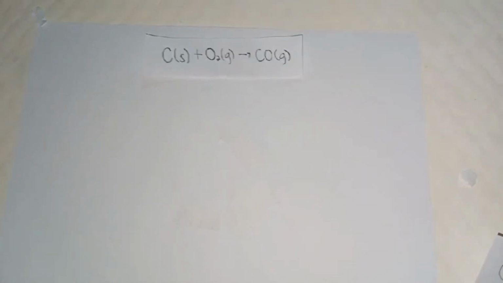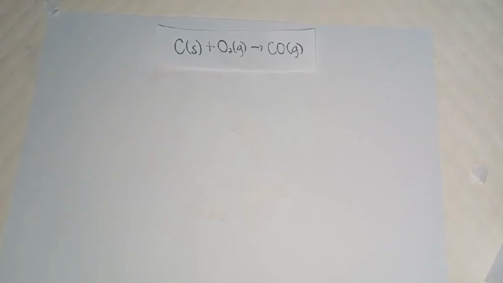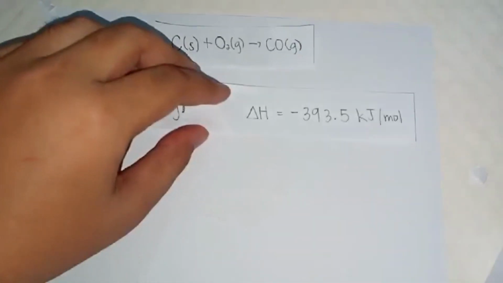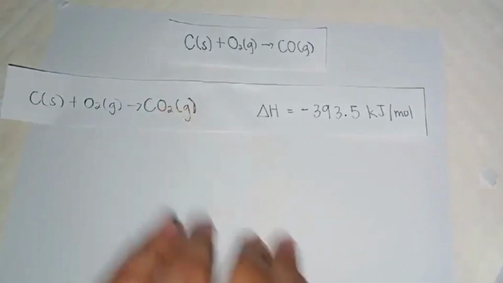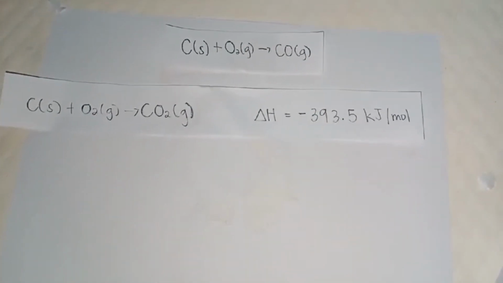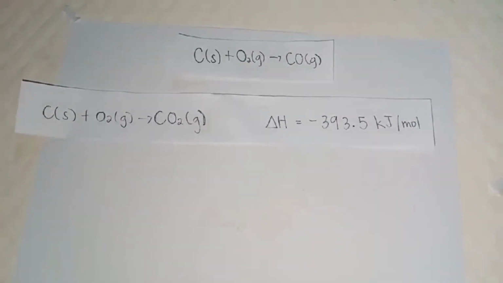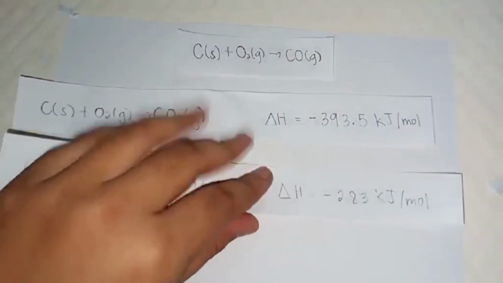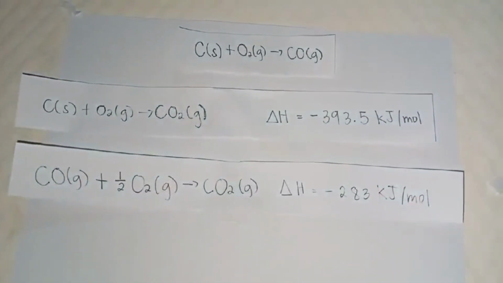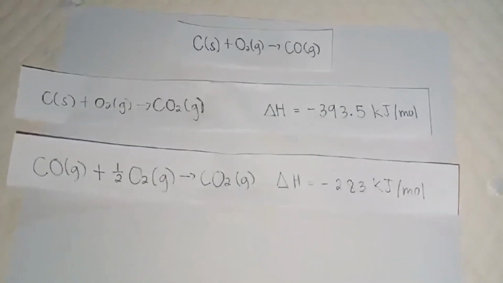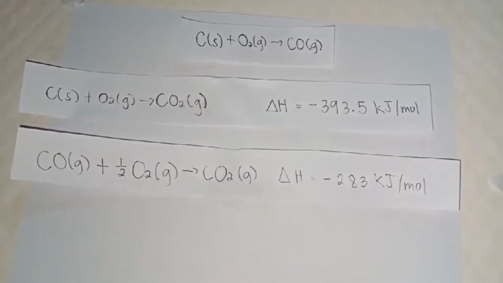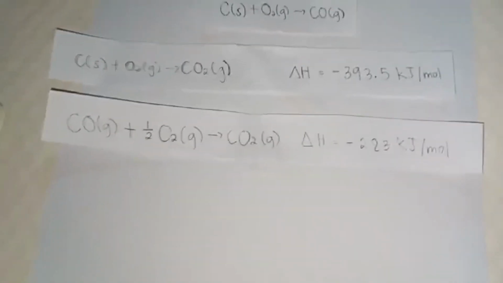Want to find the enthalpy change for this reaction? Carbon solid plus oxygen gas goes to carbon monoxide gas. But we are given these two reactions. Carbon solid plus oxygen gas goes to carbon dioxide gas with an enthalpy change of negative 393.5 kilojoules per mole, and carbon monoxide gas plus half an oxygen gas molecule goes to carbon dioxide gas with an enthalpy change of negative 283 kilojoules per mole.